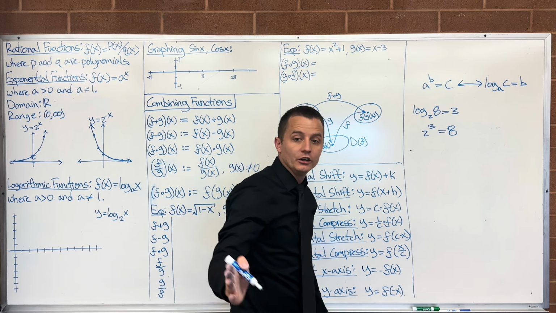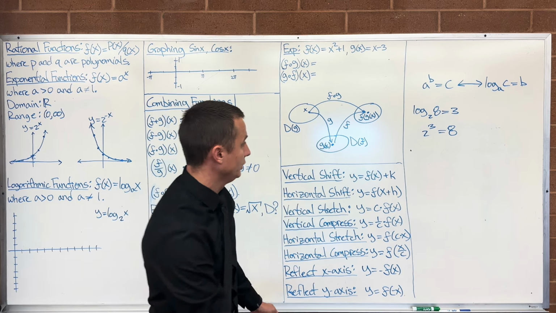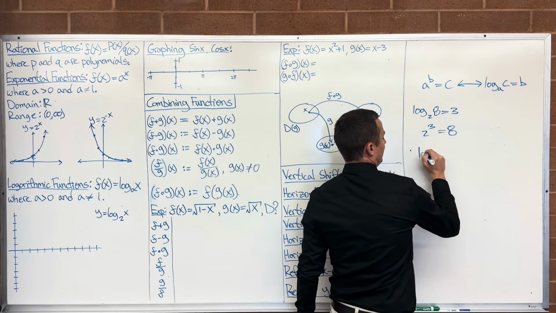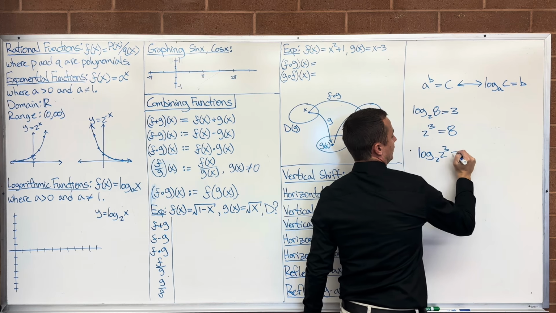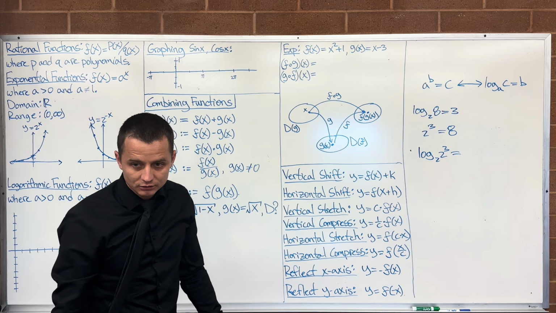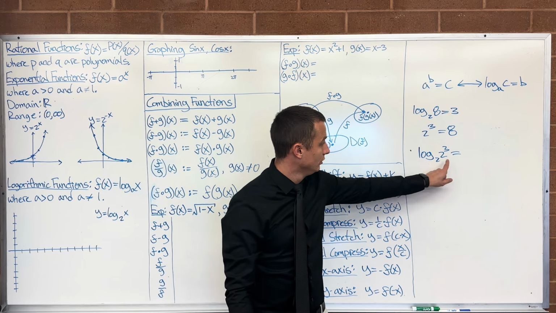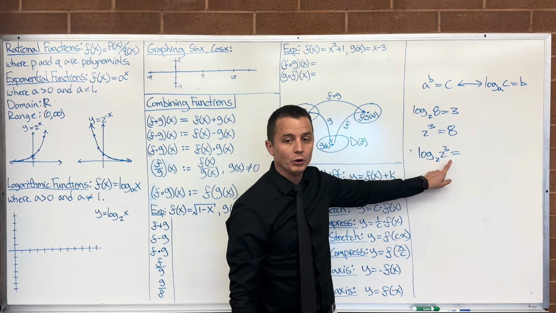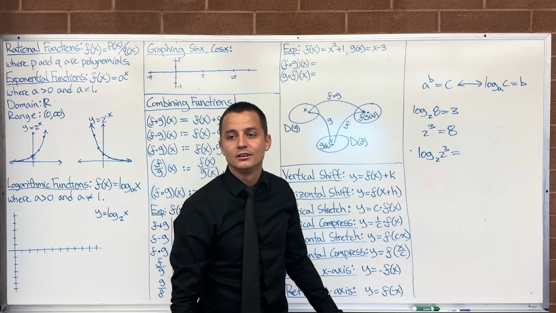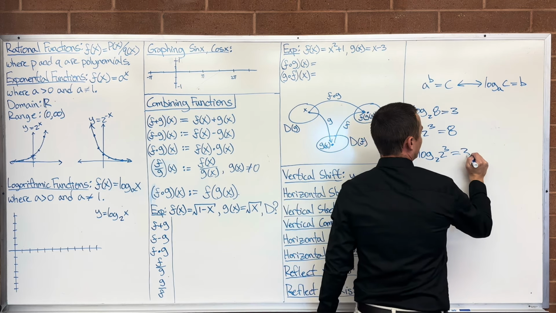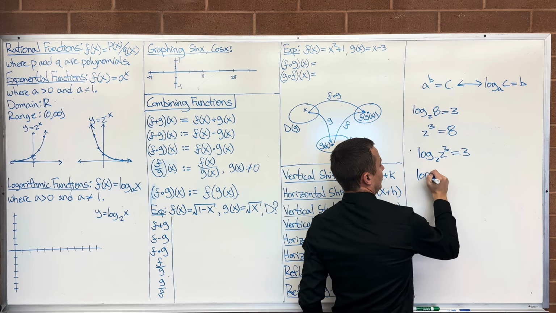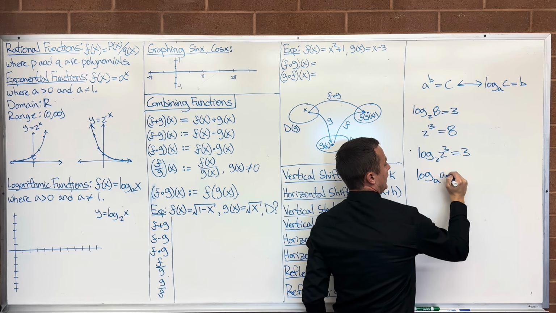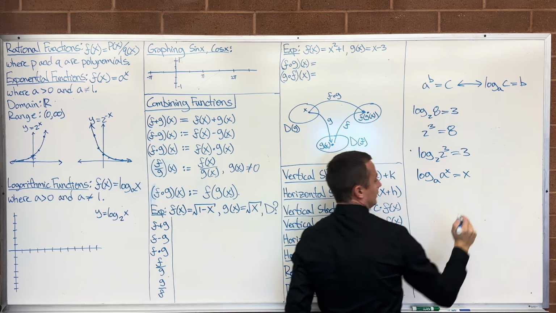Now here's what I mean by logs undoing exponents. If I have log base 2 of 2 to the 3, what is that equal to? 2 to the 3 is 8. What do I have to raise 2 to get 8? 3. That equals 3. And in general, log base a of a to the x is equal to x.